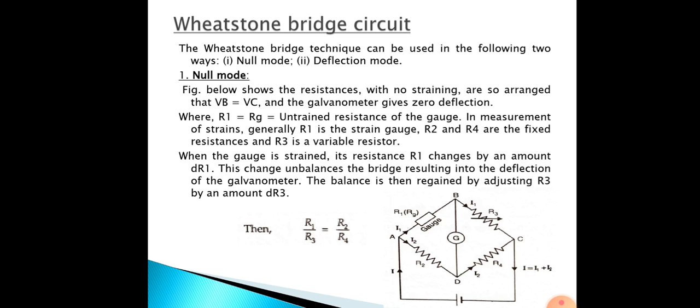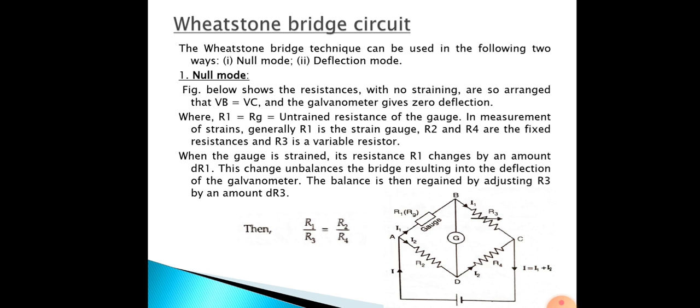Okay, then R1 divided by R3 is equal to R2 divided by R4. You can see over there. Here R1 is equal to Rg, the unstrained resistance of the gauge. In the measurement of strain, generally R1 is the strain gauge. So your R1, in the diagram it is written as the gauge. R2 and R4 are the fixed resistances.